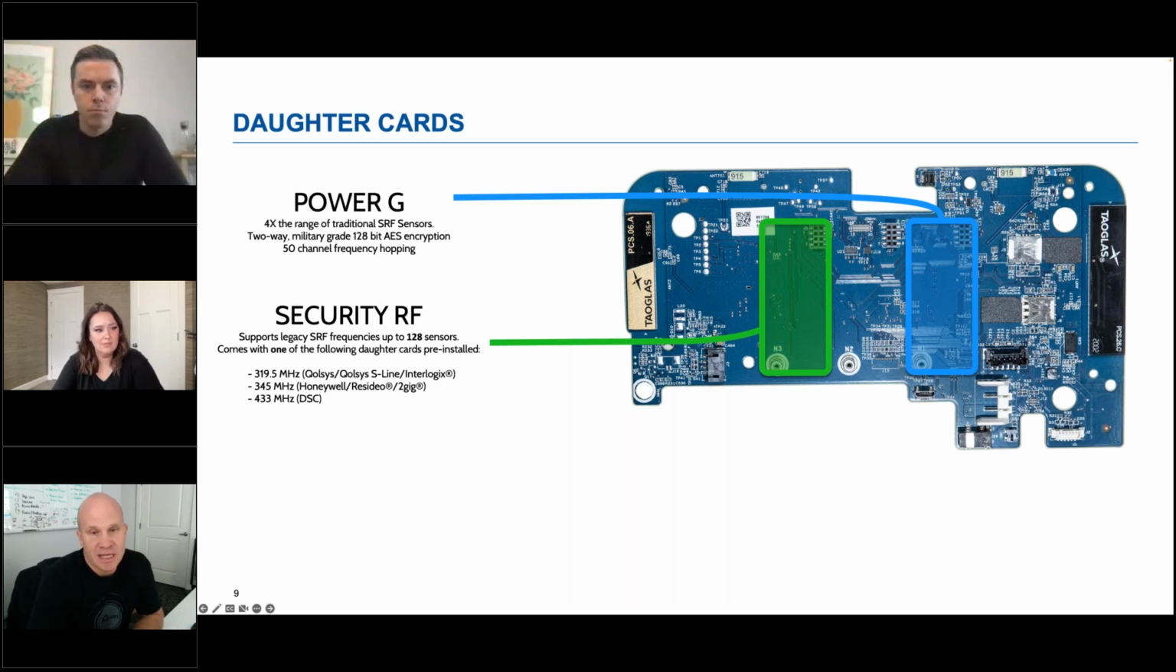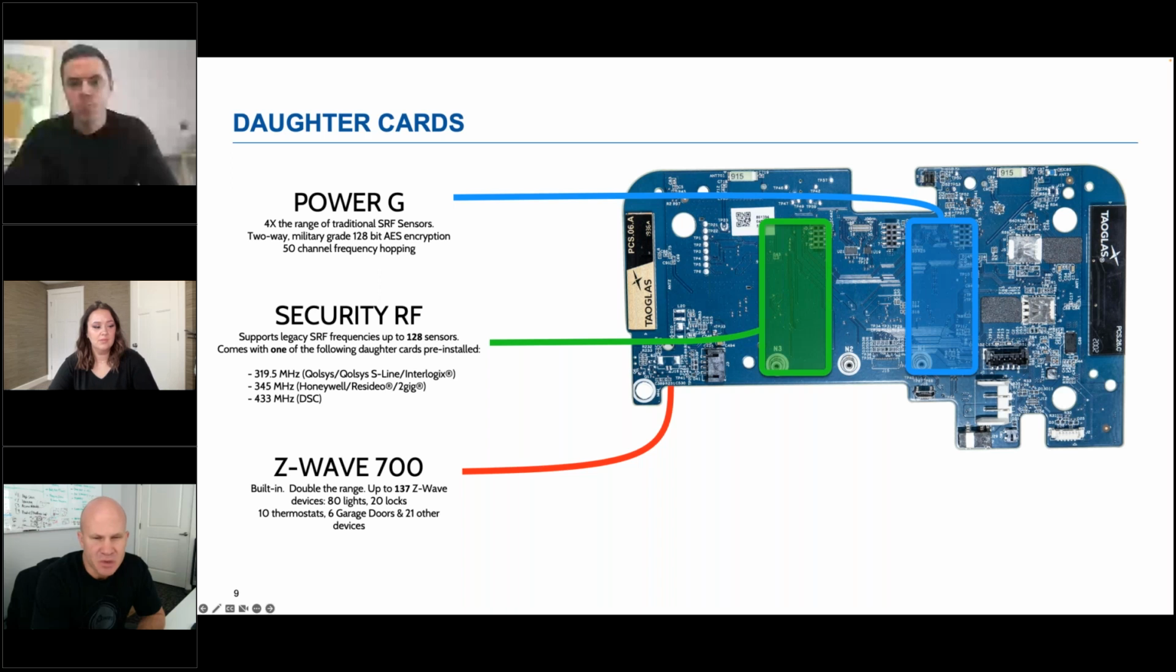And so what this is really giving us is the ability to walk into any home, take over what might be there already, while adding newer, better technology via Power G. If and when we need to do that, we have the ability to do that with this dual SRF setup that we run. We also have Z-Wave 700 on board.